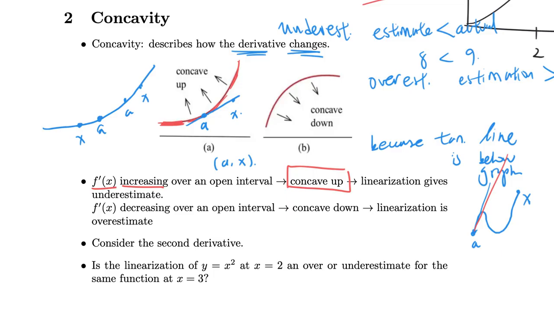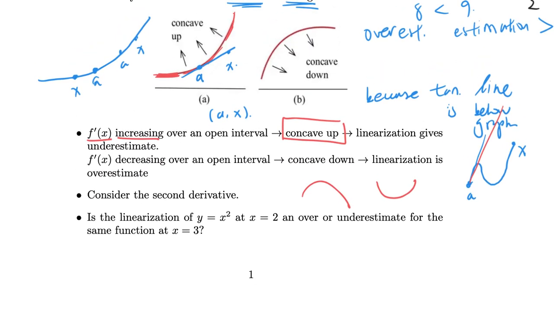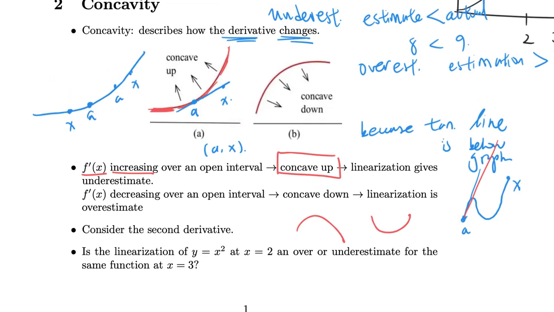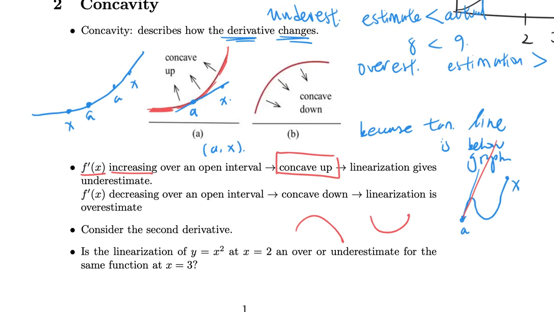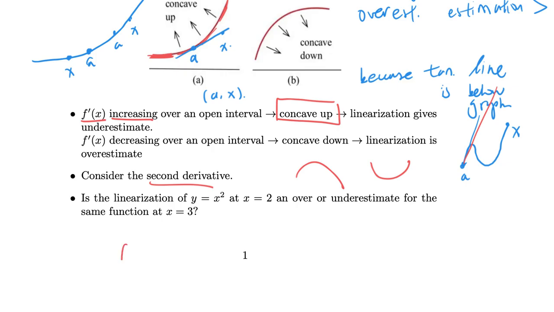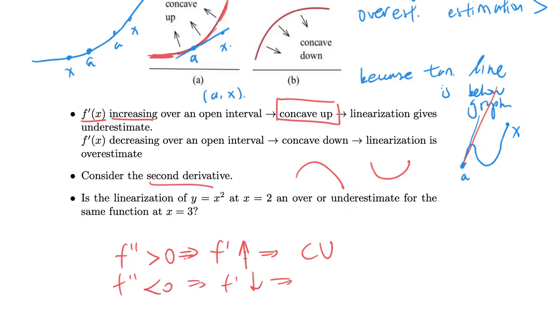On the other hand, if f prime is decreasing over an open interval, then it is concave down. So this makes a lot of sense. Concave down like this, concave up like this. If we consider this even more, you would notice that this has to do with the second derivative. Specifically, if the second derivative is greater than 0, then that means f prime is increasing, and that would mean it is concave up. If f double prime is less than 0, then f prime decreases, and then it is concave down. So these are all related to each other.